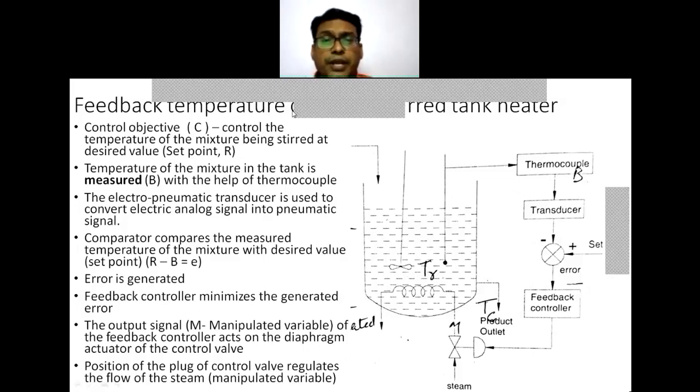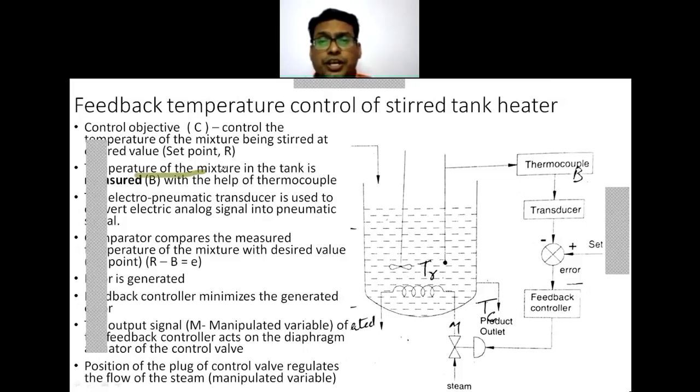Then the temperature of the mixture in the tank is measured. This is the temperature of the mixture in the tank, and its value is B. Then the electro pneumatic transducer is used to convert this electric analog signal into the pneumatic signal.